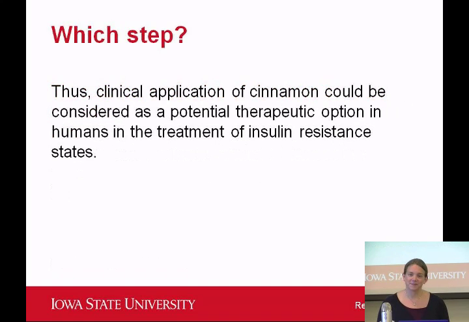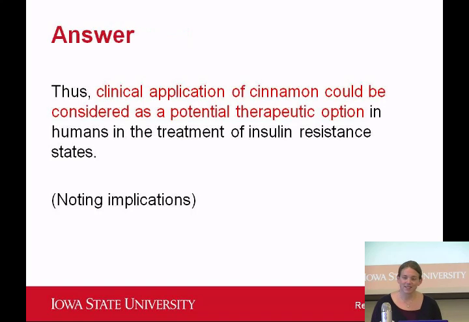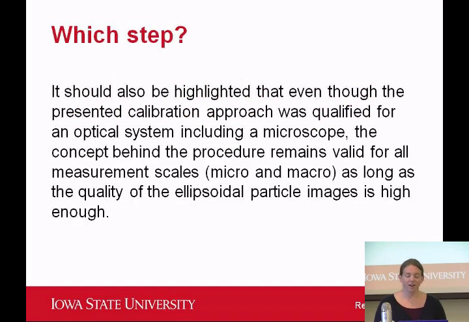Okay, here's our next sentence. All right, so our next sentence says, thus, clinical application of cinnamon could be considered as a potential therapeutic option in humans in the treatment of insulin-resistant states. Okay, and this sentence we can see has evidence of noting implications. So the authors say that the application could be considered an option. So the authors aren't saying that this is the actual result, but that there's some implication here. This suggests or implies that this application could be a potential therapy.